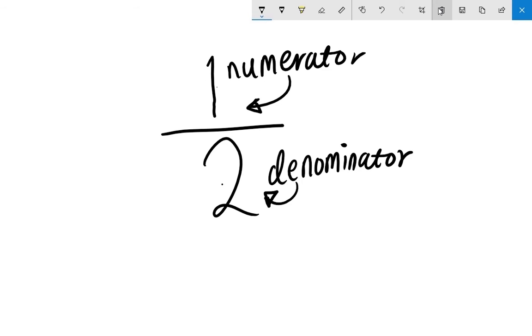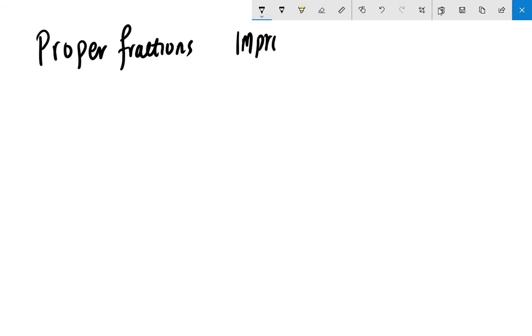Okay, now let's talk about the types of fraction. There are three main types of fraction. Number one, we have the proper fraction. We have the improper fraction. And we have the mixed fraction.